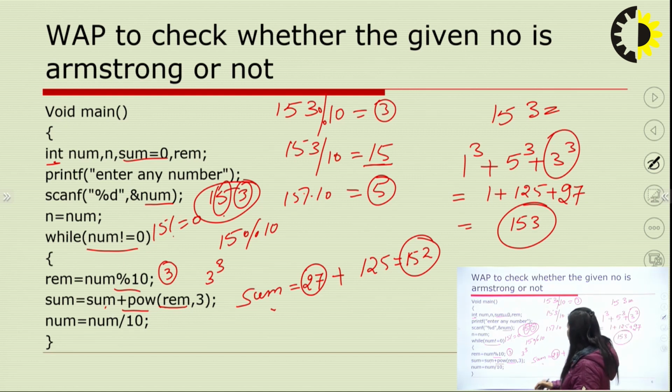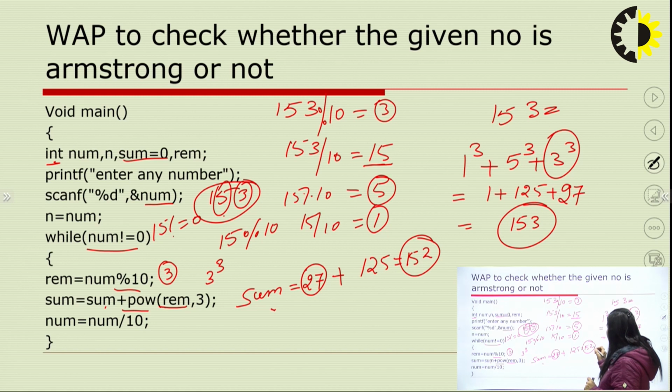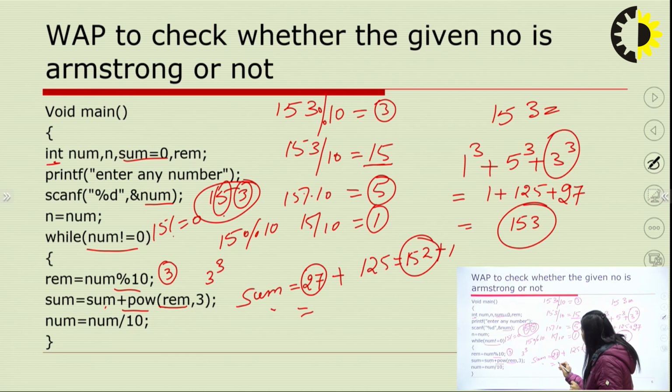Num divided by 10. 15 divided by 10. What will you get? 1. Fine. Num not equals to 0. 1 not equals to 0. Yes, the condition is true. Again, the same process. Num modulus 10. 1 modulus 10 will return 1. Okay. So, sum plus power of 1 comma 3. That means I am calculating 1 cube. Sum plus, what is the value of sum? 152 plus 1 cube, which is 1. Sum is equal to 153.